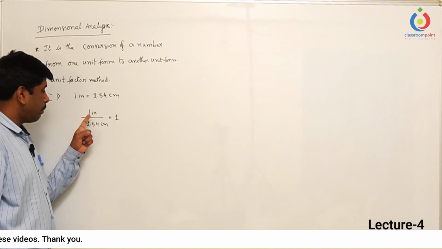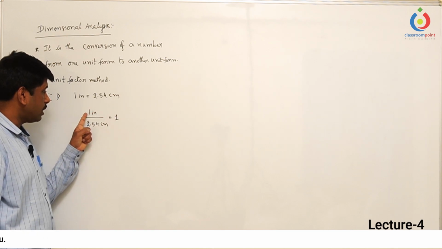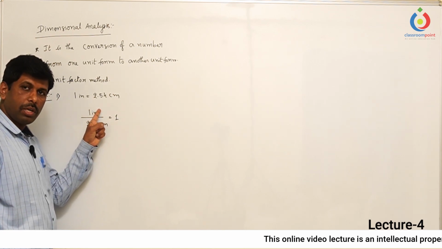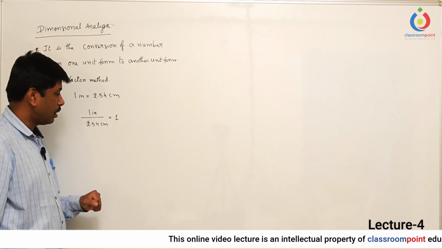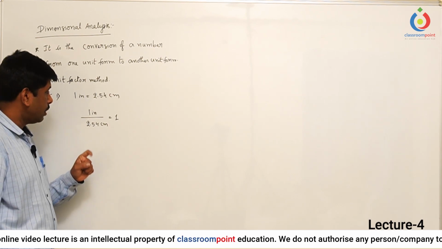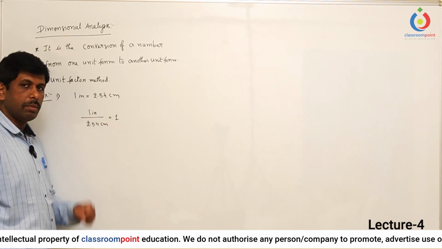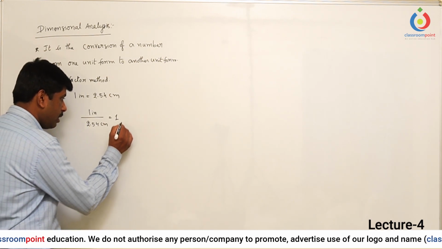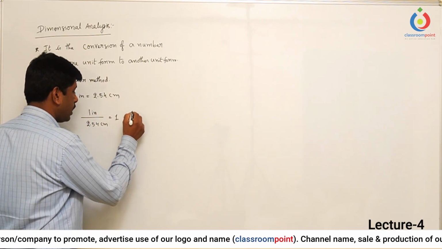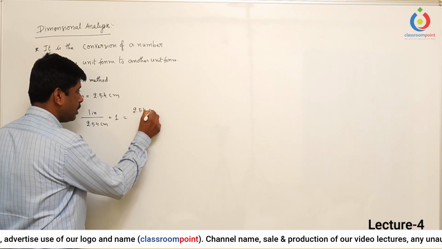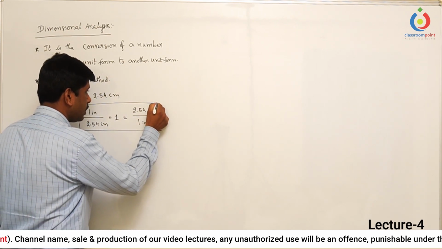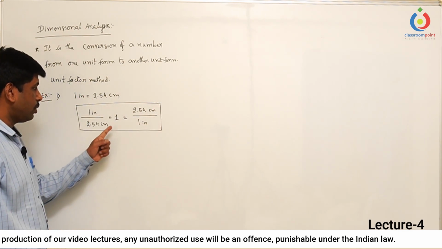Why is it one? Because here 1 is in the form of inches. If this inch is replaced by 2.54 centimeters, then 2.54 by 2.54 gives again 1. Or else if this is replaced by 1 inch, then 1 inch by 1 inch again gives the value 1. That's why 1 inch by 2.54 centimeters is equal to 1. Again, this can also be written with 2.54 centimeters in the numerator and 1 inch in the denominator. Writing the values in this format is called the unit factor.